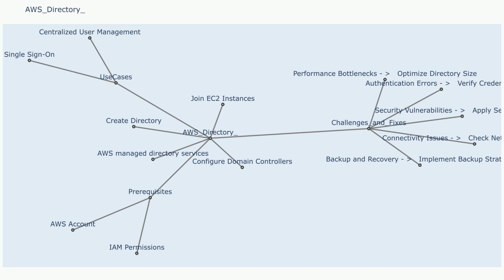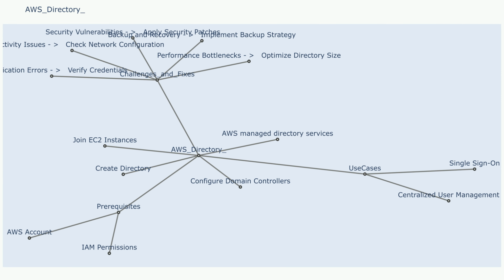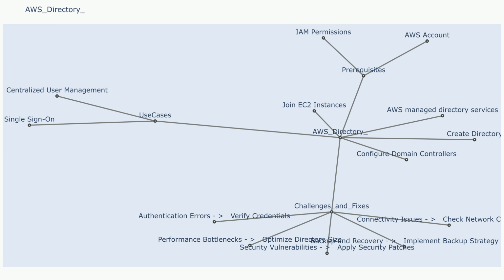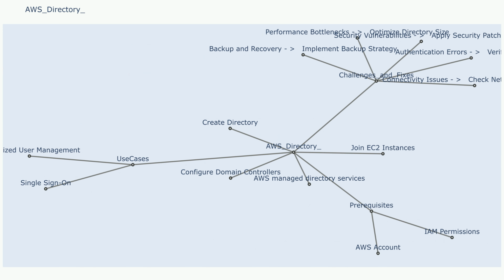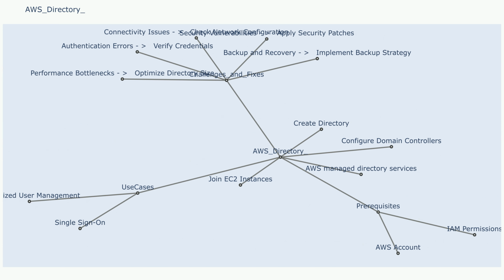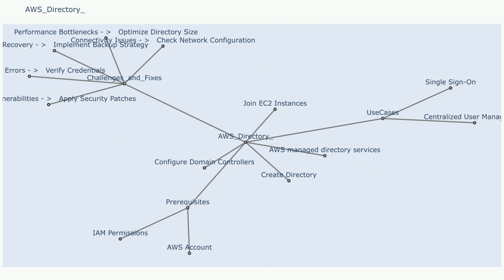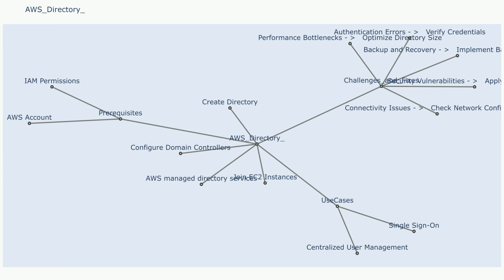AWS Directory Description. AWS Directory Service provides managed Microsoft Active Directory (AD) services, allowing you to easily manage users, groups, and resources in your AWS environment. It offers three main options. AWS Managed Microsoft AD, a fully managed AD service that is hosted and maintained by AWS. Simple AD, a lightweight, single domain AD service that is ideal for small-scale deployments. AD Connector, a service that enables you to connect your on-premises AD to AWS.